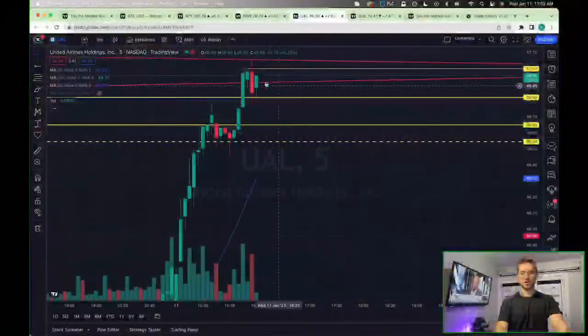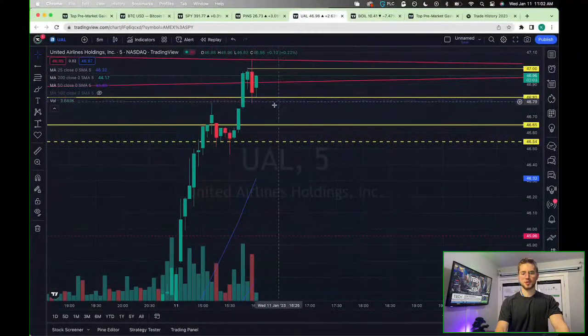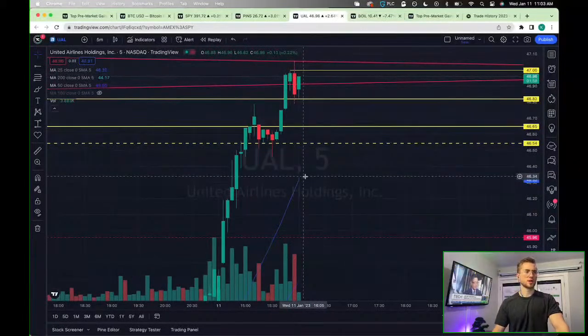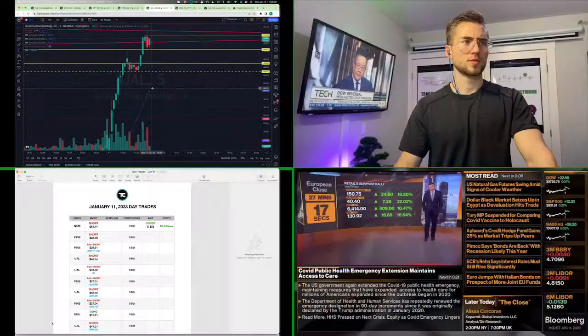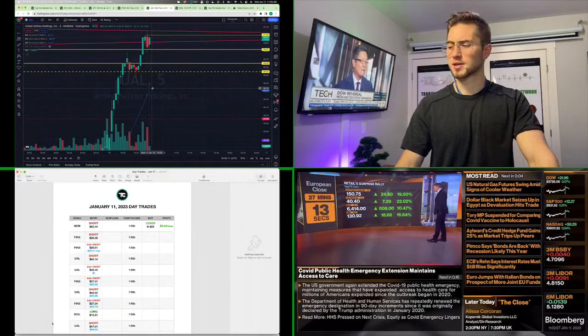Here comes the retrace on UAL. This 5-minute reversal candle did engulf that previous 5-minute candle on volume, so it's good to see that there are sellers lurking there. Markets are catching a little bit of a bid as the dollar softens.